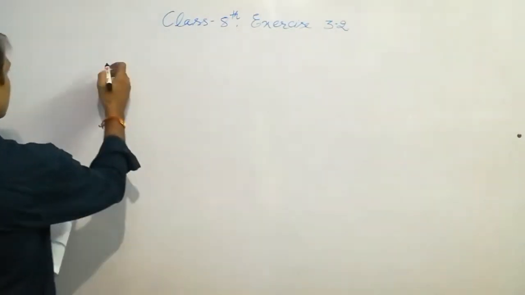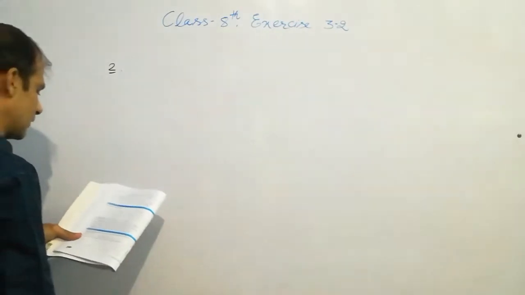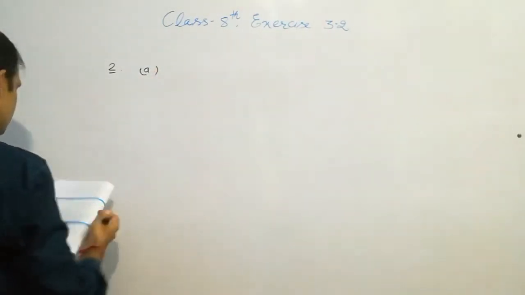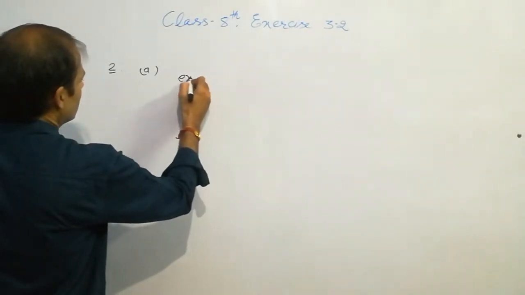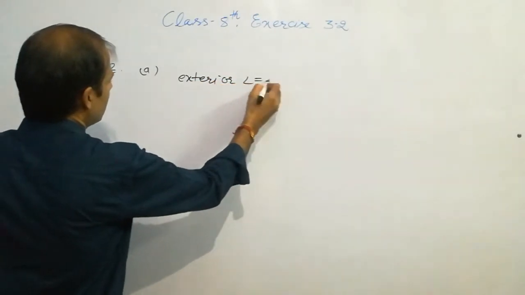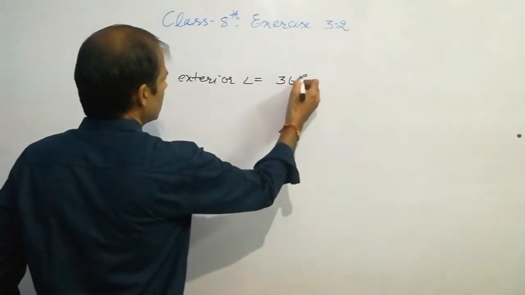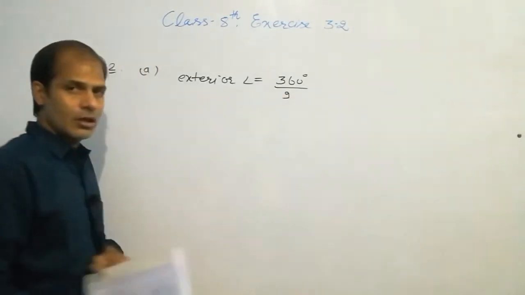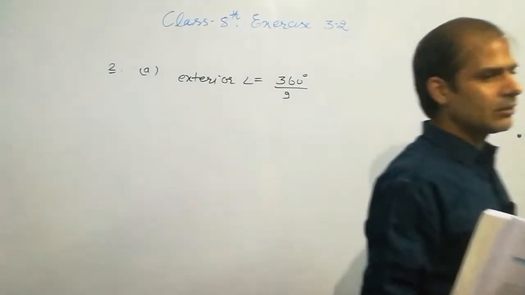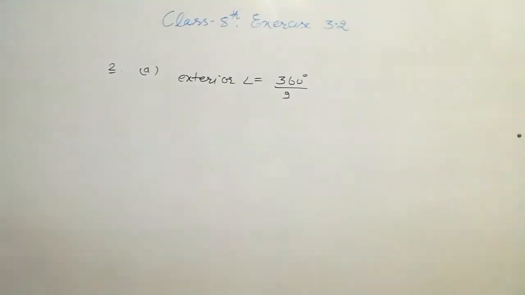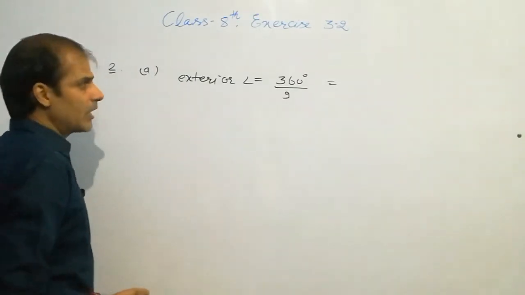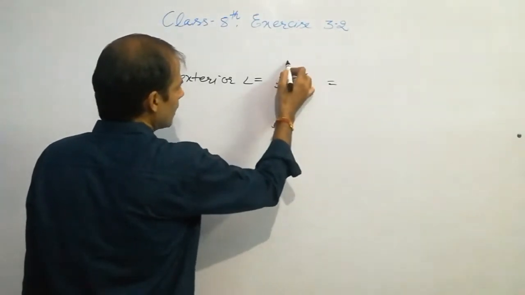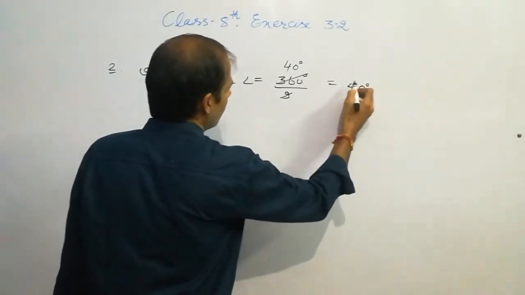Now second question, find the measurement of each exterior angle of a regular polygon A. As I told you, each exterior angle will be equal to 360 degree divided by 9. If you know the number of sides, you just divide 360 degree by the value and you will get the measurement of each exterior angle. So it is divisible by 9 easily. 9 fours are 36 and it is 40 degree.